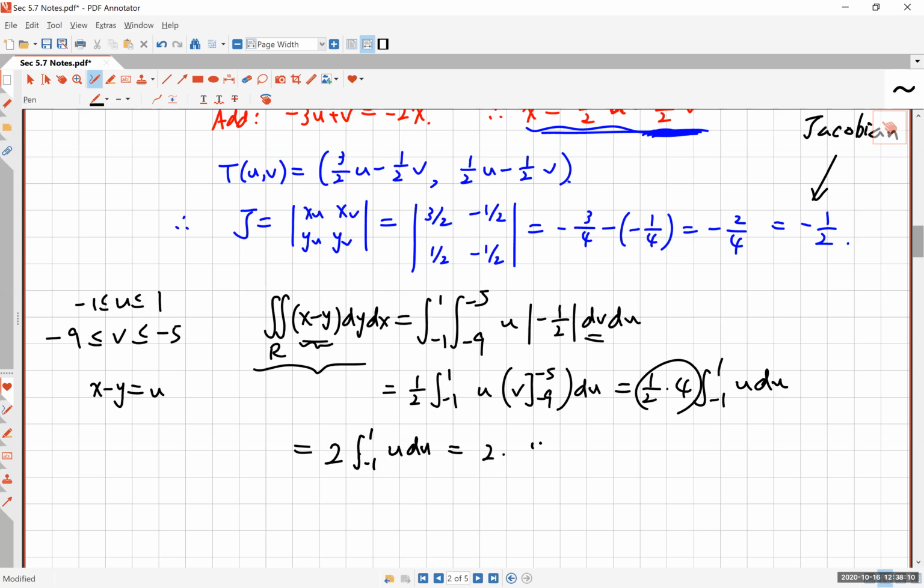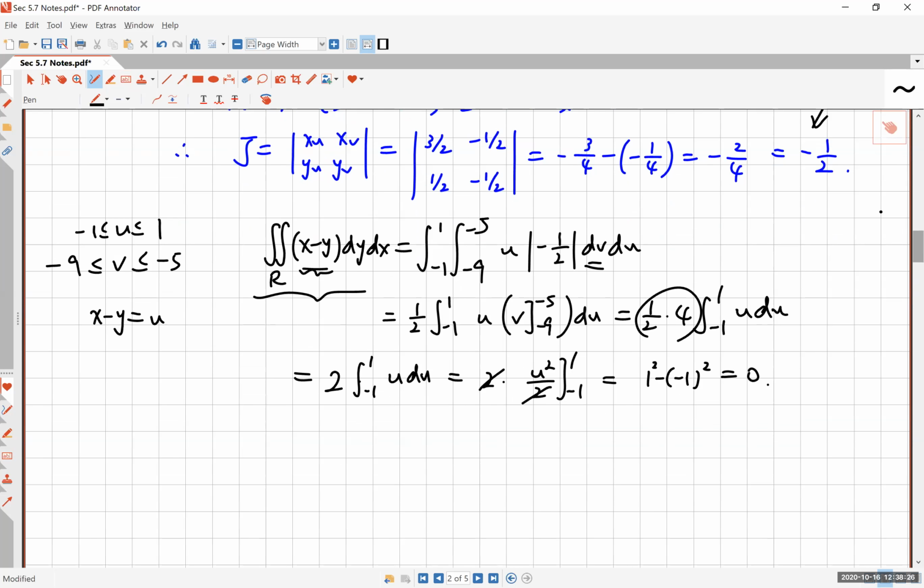So this becomes 2u squared over 2 from -1 to 1. Of course, this will cancel. This will be 1 squared minus (-1) squared, and that turns out to be 0. Okay, and that's exactly what this is.